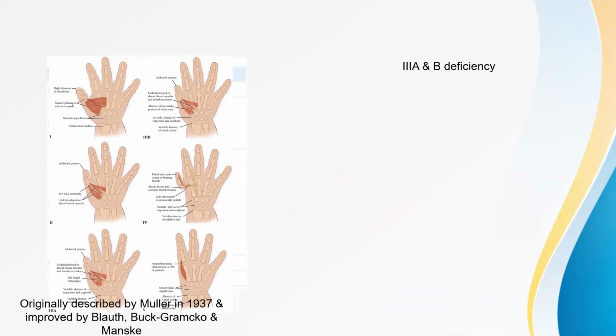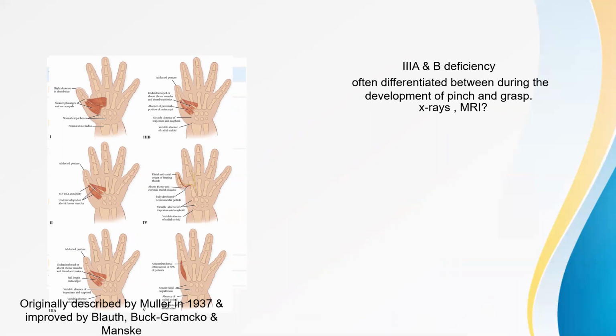The most difficult to differentiate is type 3A and 3B, which is often differentiated during the development of pinch and grasp, which develops in a stable CMC joint as the child ages. But again, we cannot wait until this happens before intervention. X-rays give us an idea about the degree of bony involvement, while MRI use is questionable. Is it really indicated at such a small age?